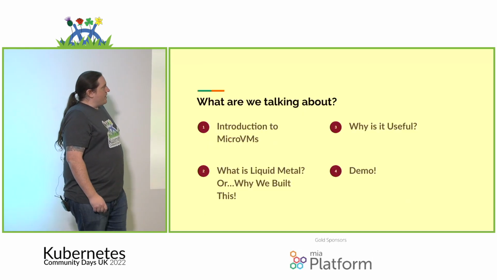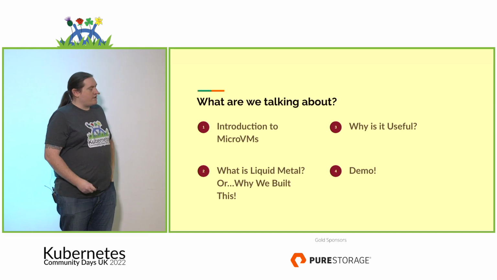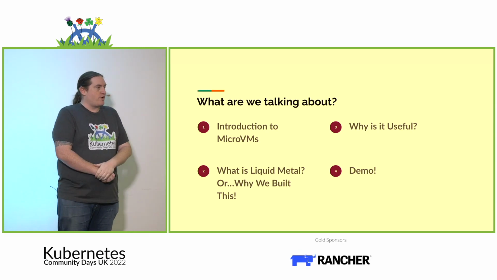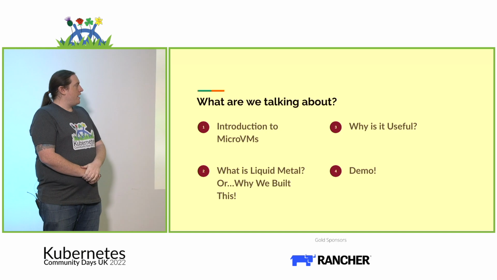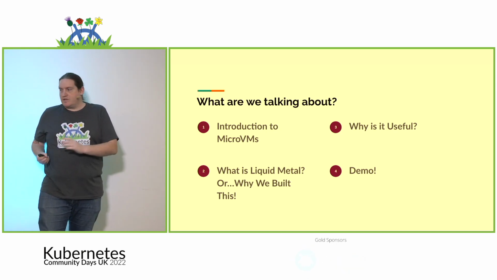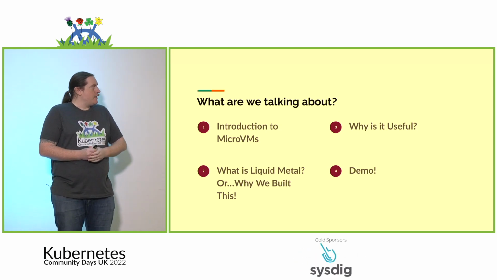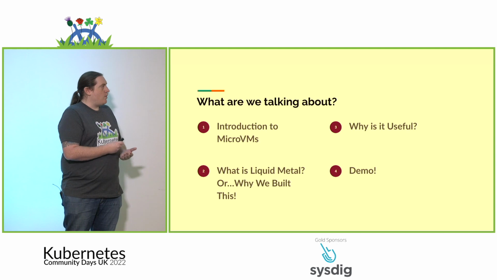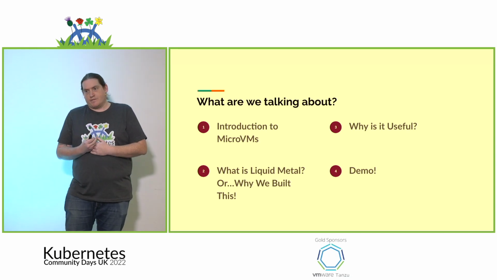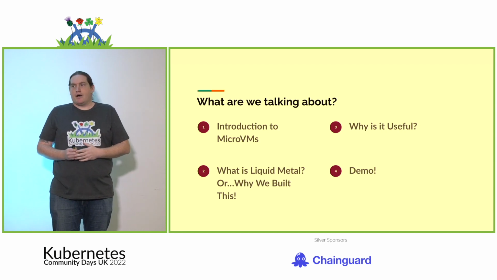We're going to hop into some of the topics. We'll start off with an introduction to MicroVMs. What are they? What are they for? What is liquid metal? Liquid metal is something we've been developing over at Weaveworks, and I'll talk a bit about it. We're going to talk about why MicroVMs are useful, why the sort of things that we built are useful, which is all open source. You can all use it today.